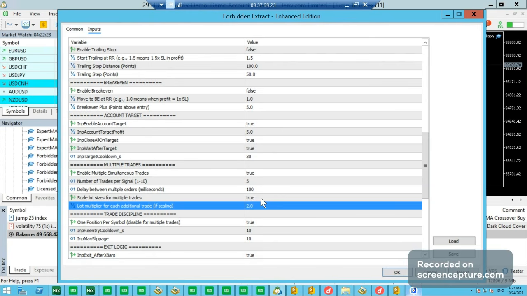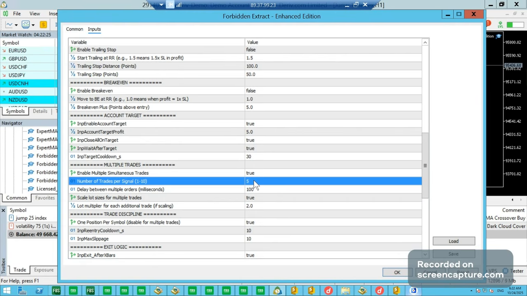the first executed trade will be 0.01. The second one will be 0.02. The third one will be 0.04. The fourth one will be 0.08. The next one will be 0.16, and the last one will be 0.32. That is how the EA will execute the trades.